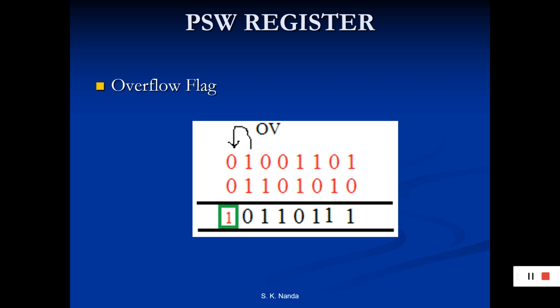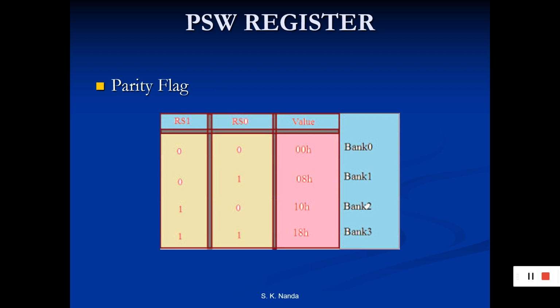Then for overflow flag, the address of overflow flag is D2. When a bit is generated from 6th position to 7th position, then the overflow flag is affected. If it is 0, the flag is reset. If it is 1, the flag is set. Then the parity flag. The address of parity flag is D0. While performing arithmetic operations, if the result is 1, then the parity flag is set, otherwise it is reset.